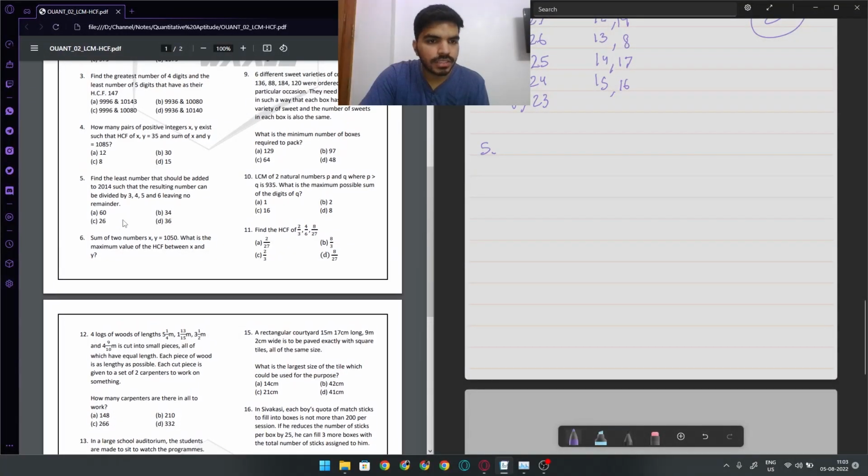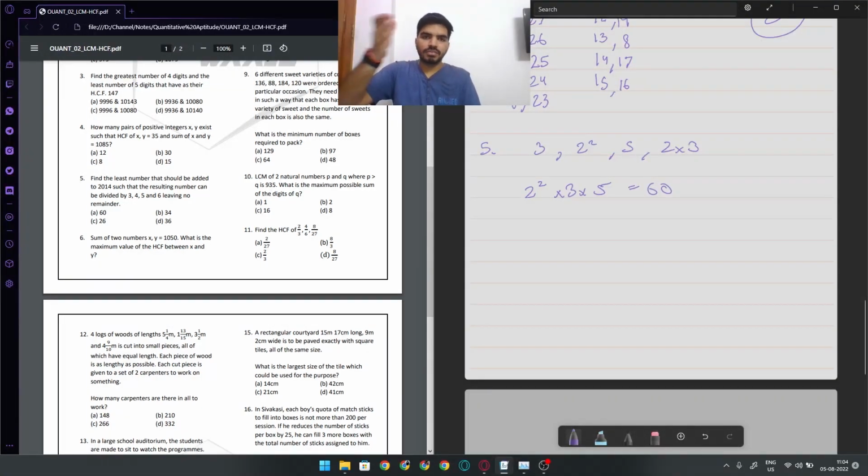So it has to be 3, 4, 5, and 6. Again, 3 is 3, 4 is 2 square, 5 is 5, 6 is 2 comma 3. Ignore the 2 comma 3 because 2 and 3 are already there. So maximum power is 2 square into 3 into 5. Again 60. LCM is 60. That means every 60th number will satisfy the condition that the number is divisible by 3, 4, 5, 6 without leaving any remainder. Now, a number greater than 2014.